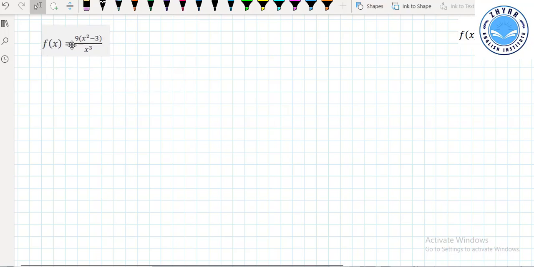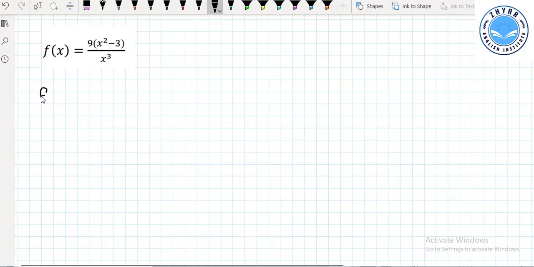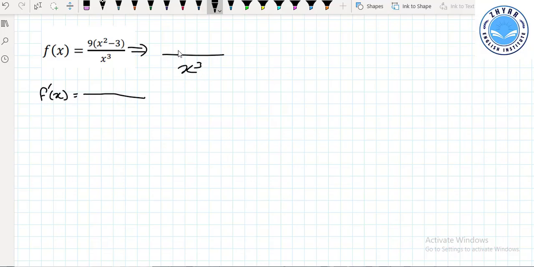This example, we begin with derivative f prime x. As you see, the function is rational. We can directly use the quotient rule, or we can multiply 9 by inside and then use partitioning. Both ways are okay. Let's put 9 inside the bracket. x power 3 is in the denominator.